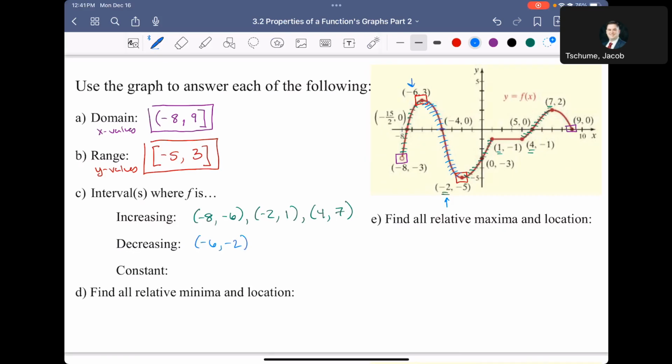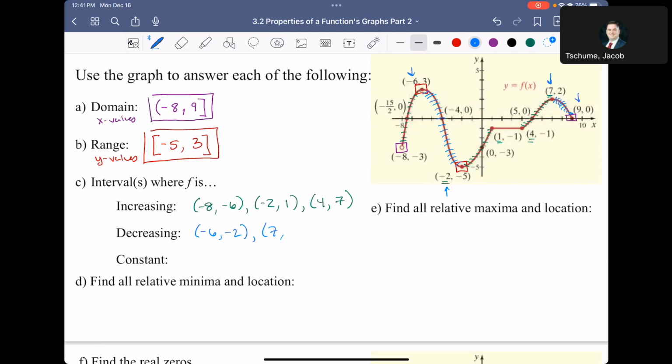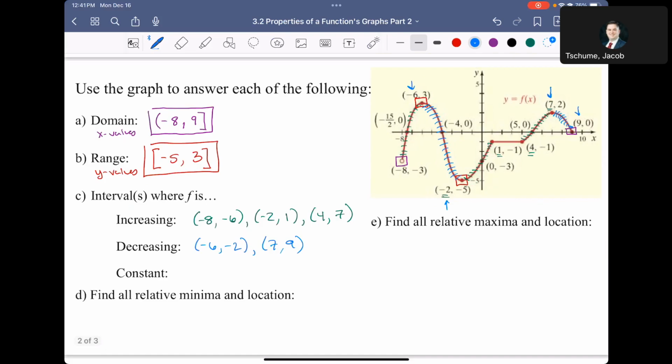Now, I misspoke. I overlooked the other one by accident. On the far right, there's also a second section of decreasing way here at the end. So I also want to include that one. So comma. This one begins decreasing at x equals 7, and then it finishes decreasing at x equals 9. So this graph has two sections of decreasing, so make sure you get both of those intervals and we have a comma between them.